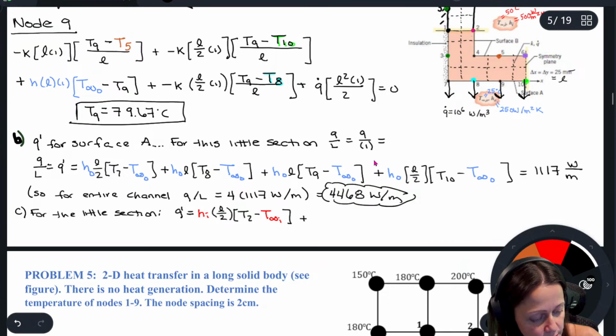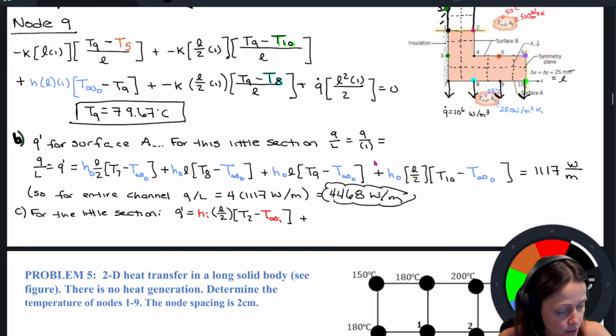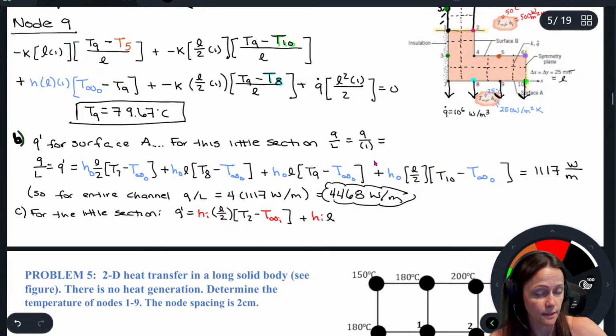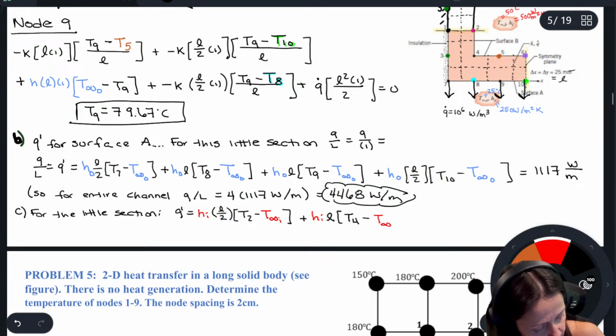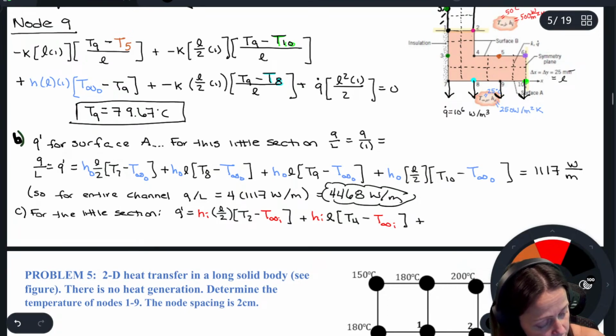Now node 4, it's going through this area and this area. So it's the equivalent of a full area. So this is going to be H times L times 1 divided by 1 times T4 minus our T infinity. Okay. Plus I've got one from node 5. It's a full area. So L. And then we've got T5 minus our T infinity.